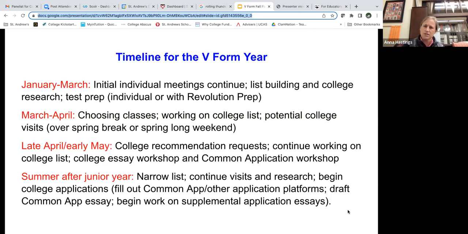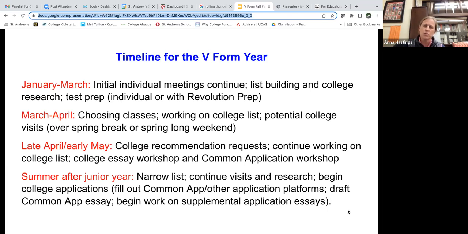Meetings tend to revolve around the research that students are doing, perhaps by the time we hit spring break in March, any visits that they may have done over that vacation. Students also will frequently do test prep in the winter and early spring of the fifth form year in anticipation of either an April ACT or a May SAT. Some students will take the SAT in March. It happens over spring break, so if they do that, they're taking it at home, whereas with April and May tests, they can do them here on campus.